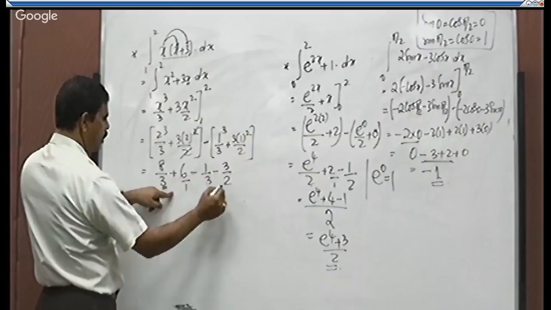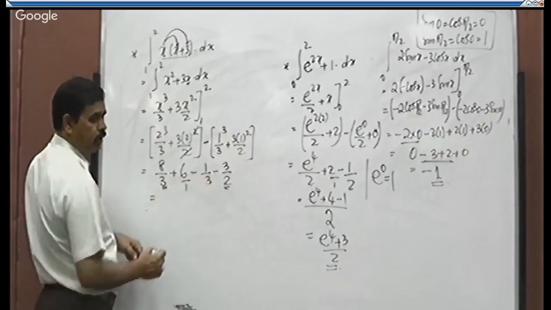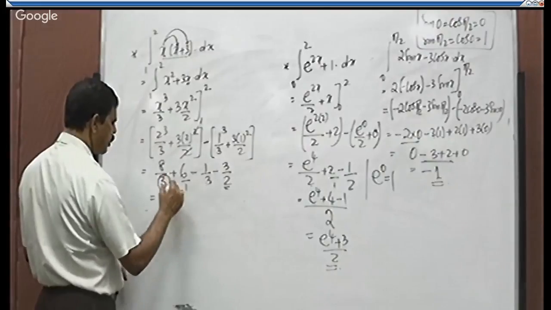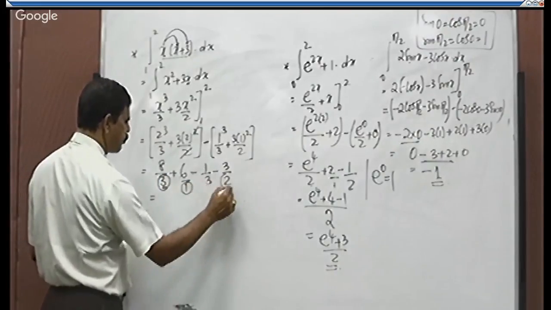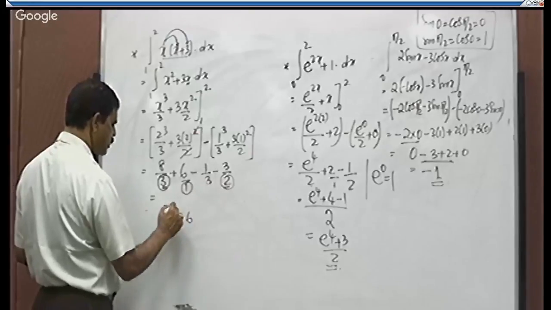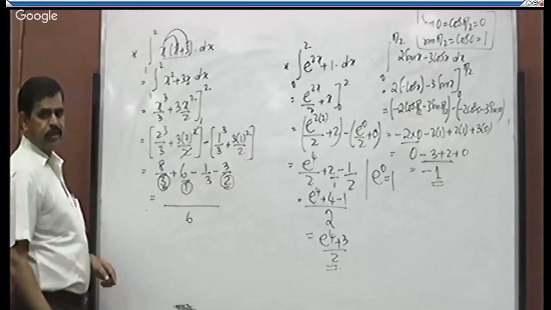3, 1, 2. We have common denominators. Consider any one. So this 3, this 1 and this 2. Product of this is what? 3 into 1 into 2, 6. 6 is LCM.